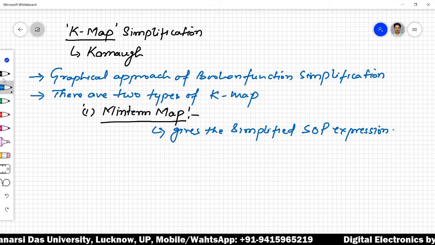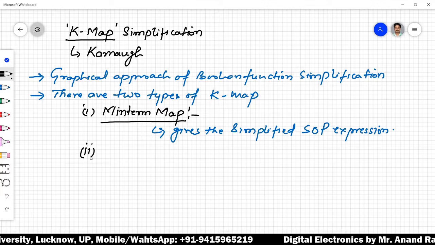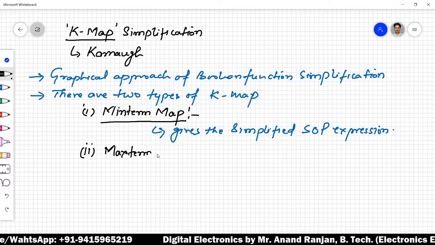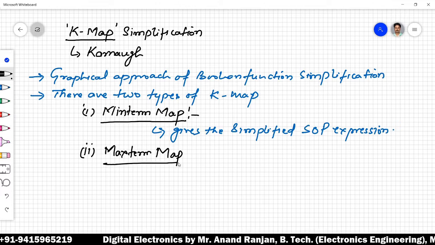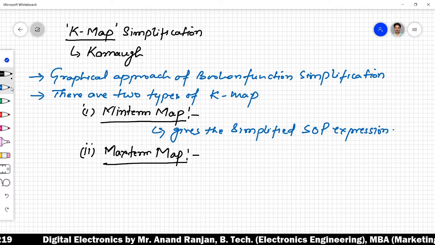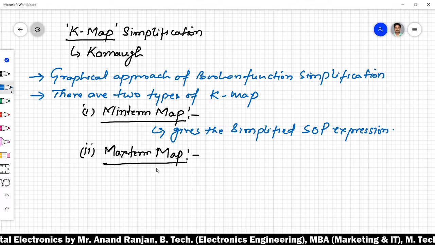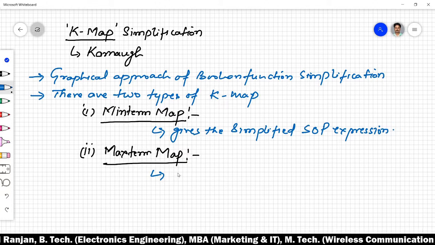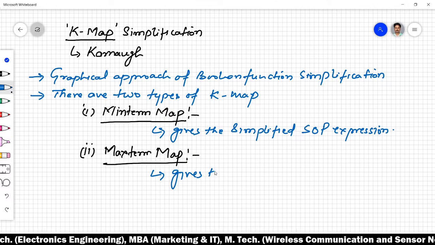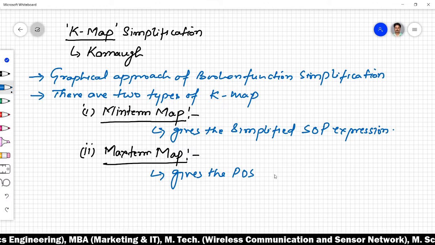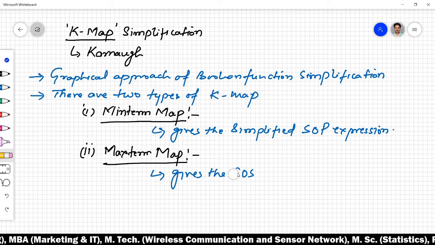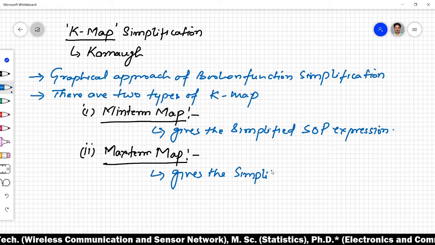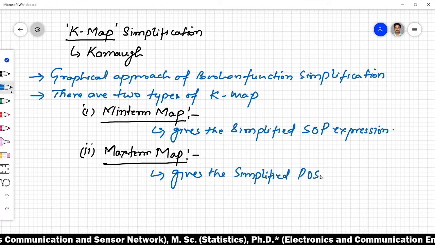Another category is the max term map. As you know by the name, after the simplification of the K-map using the max term map, you will get a POS expression. It gives the simplified POS expression.